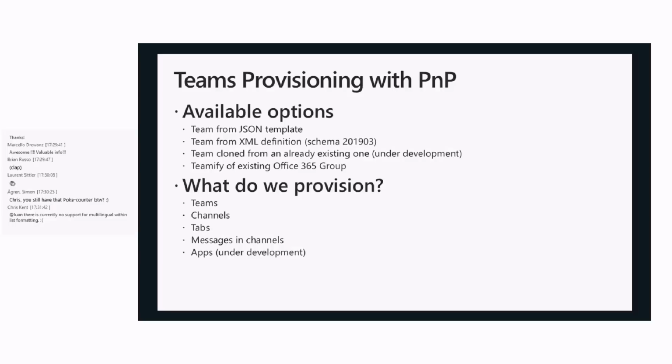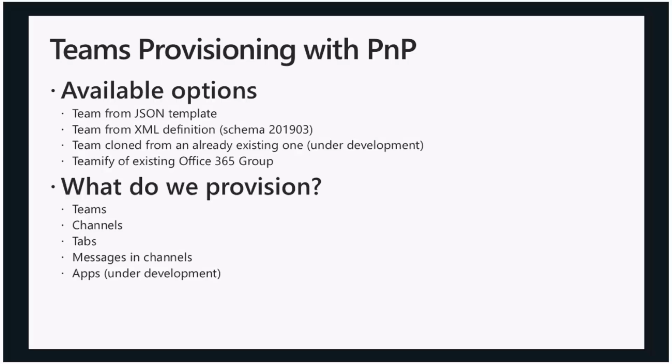You can clone an already existing team, creating a new one cloned from the existing one. Actually, this functionality is still under development, but it is one of the easiest ones, let me say, compared with the others at least. And you can teamify, I don't know if I can use this word or not, an already existing Office 365 group, so that if you have a group and you want to upgrade it to a team, you can use the provisioning engine, and of course you will be able to use some custom tokens to identify the already existing group and to upgrade that one into a team.